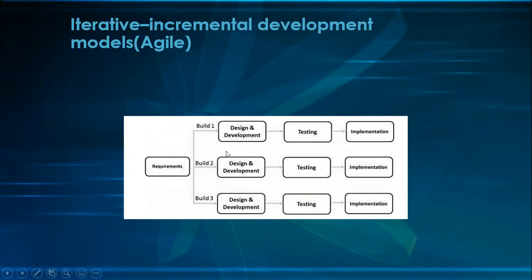So requirement, design. So build 1, you design and development, testing, implementation. Build 2, same thing. Build 2, 3, design, development, testing, implementation. Build 4, same thing. Build 5 until you get to the end build. So that takes us to the end of that phase.